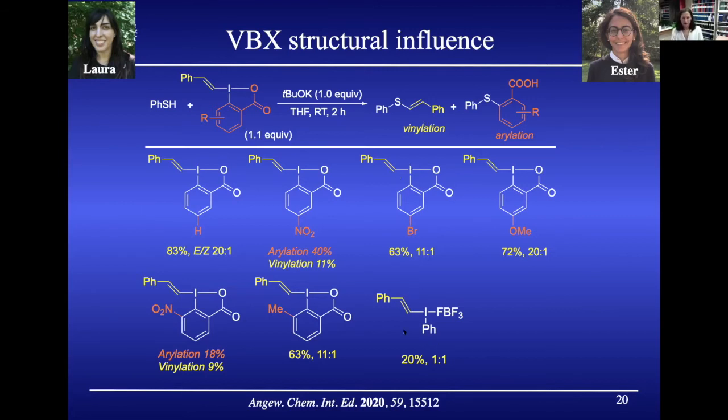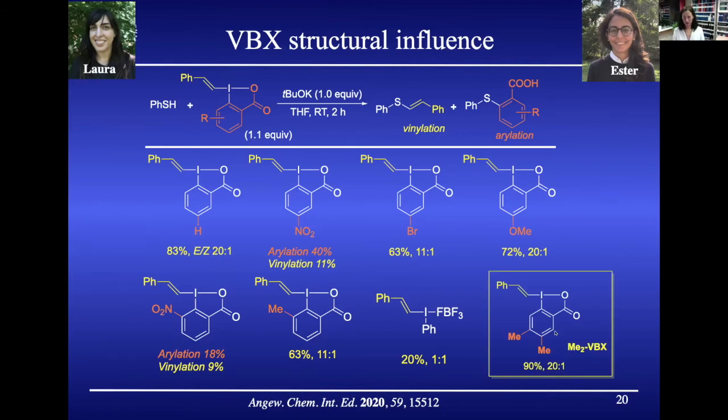So at this point, we were rather disappointed, thinking that none of these reagents that we had synthesized actually made it better. So then Esther went back into the lab and designed another VBX reagent. And it turned out that putting a methyl group in the para and meta position to the iodine did have a positive influence. So we got an increased yield and kept the really high diastereoselectivity. So we call this reagent our dimethyl VBX reagent now.